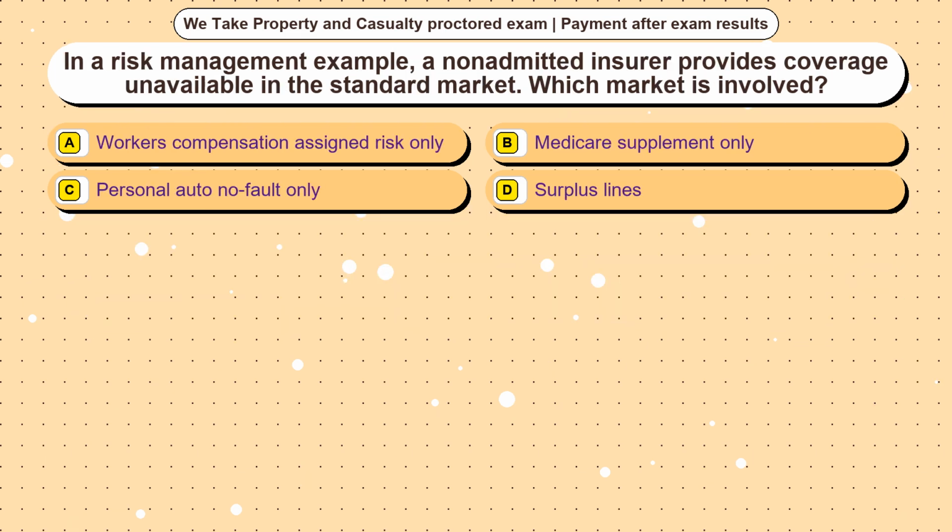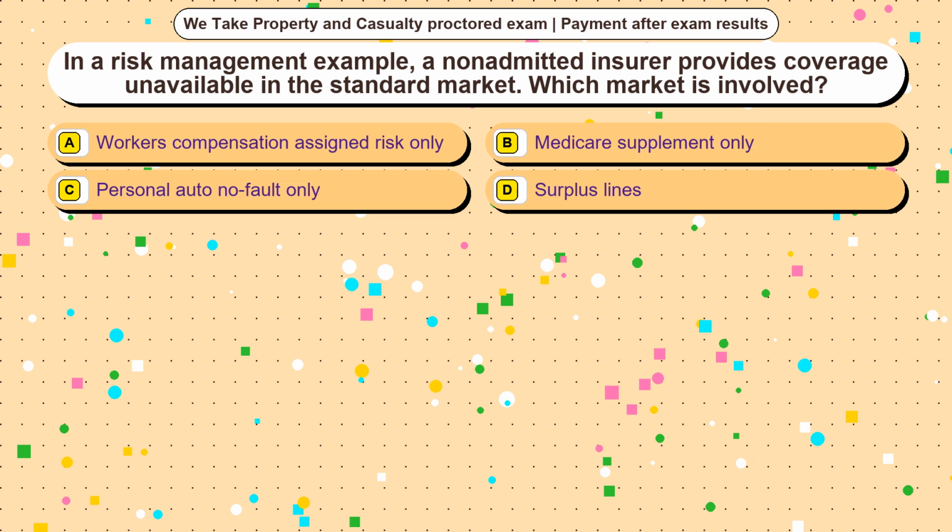Question 6. In a risk management example, a non-admitted insurer provides coverage unavailable in the standard market. Which market is involved? Option A, workers' compensation assigned risk only. Option B, Medicare supplement only. Option C, personal auto no-fault only. Option D, surplus lines. The correct answer is option.